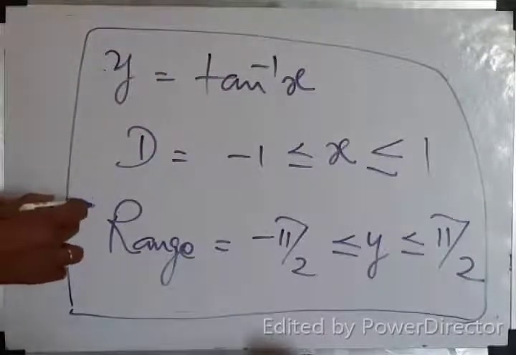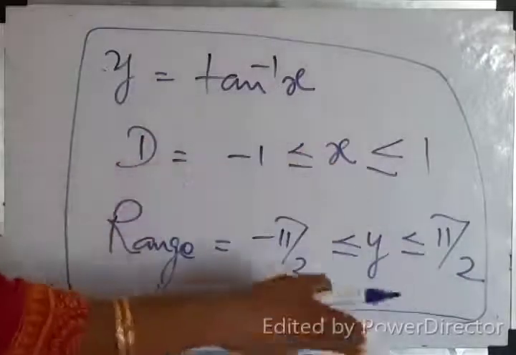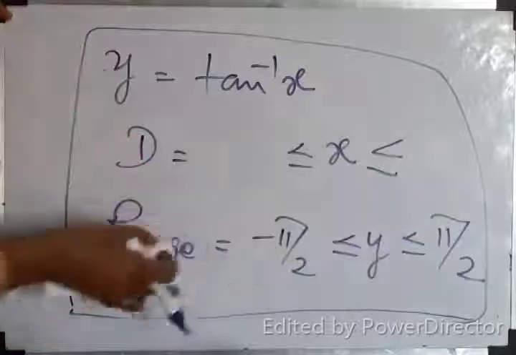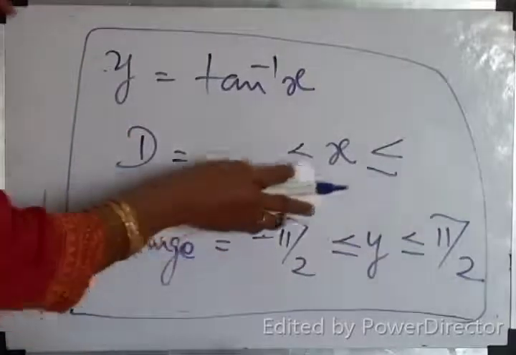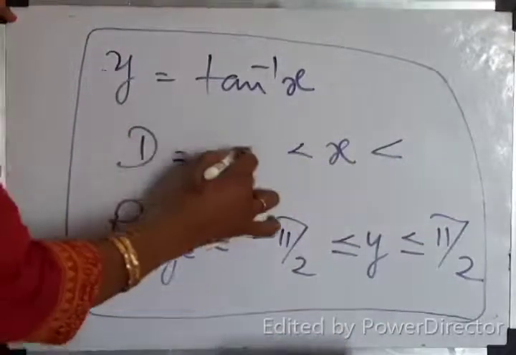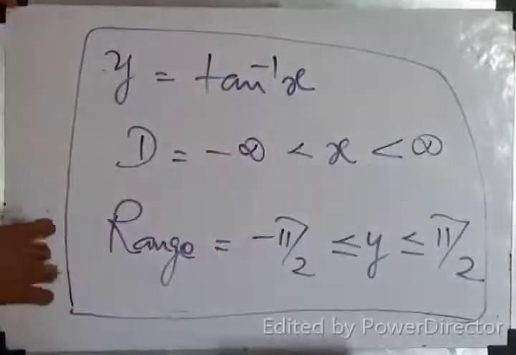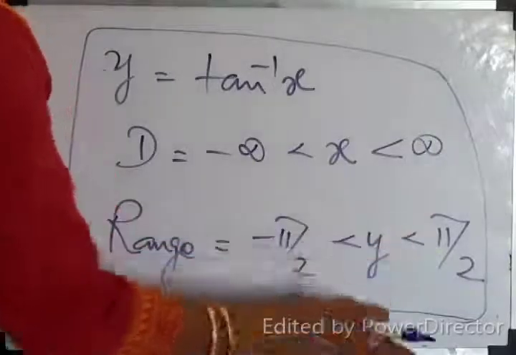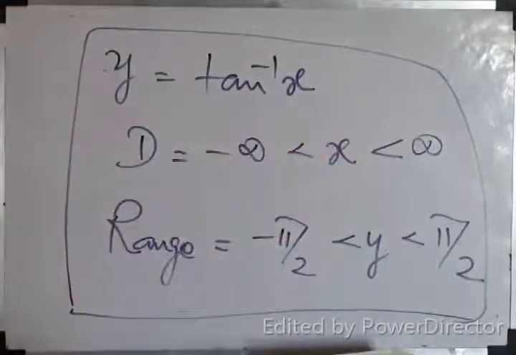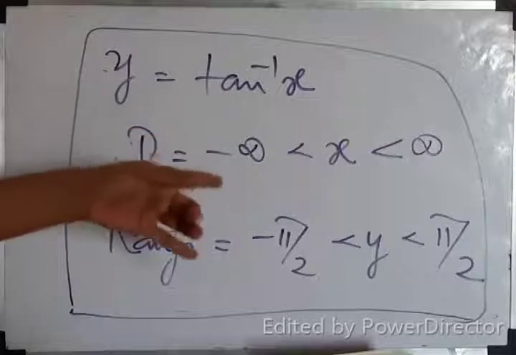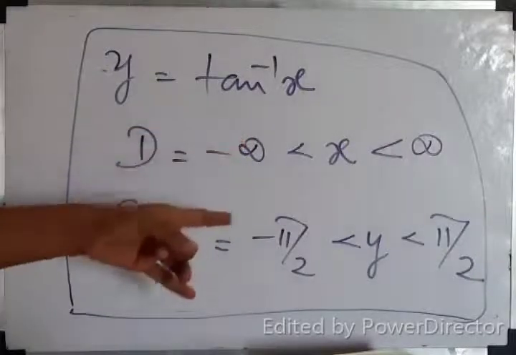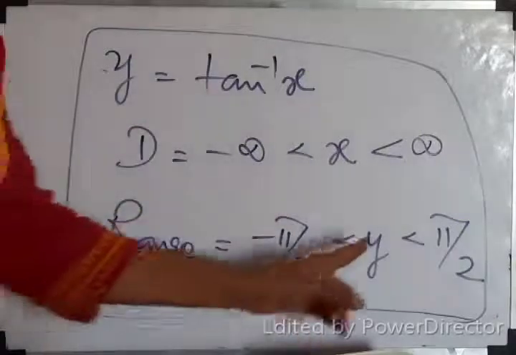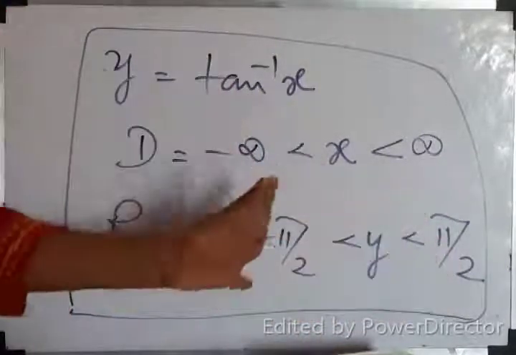That is, the domain is not minus 1 to 1, because for 90 what is it? Infinity, isn't it? So when it comes to infinity, you should not use less than or equal to. So you will write minus infinity to infinity, whereas the range here is also minus 90 to 90. That's all for tan inverse x. Because what is tan 90? Infinity. Tan of minus 90, minus infinity. Only from minus 90 to 90, both not included.